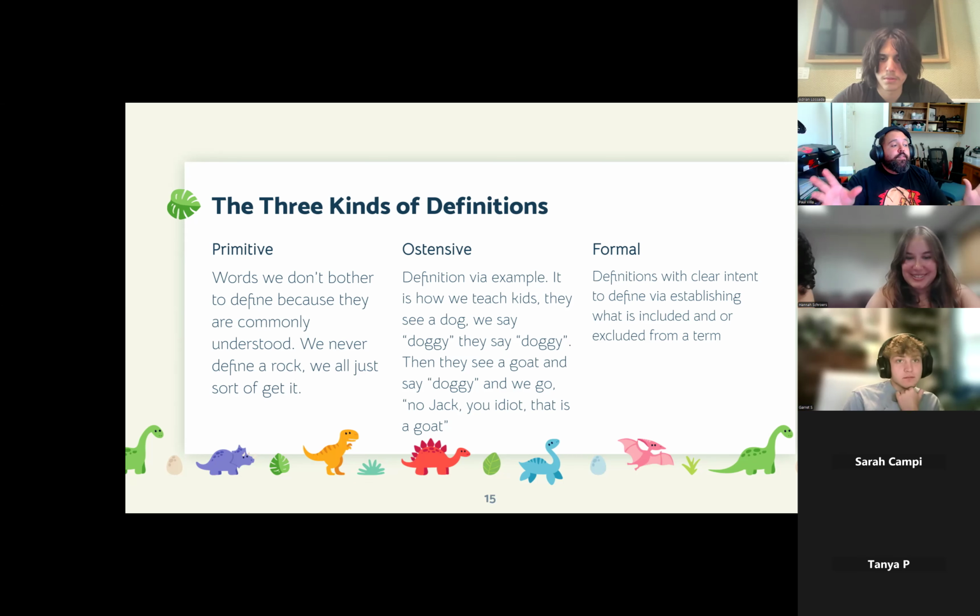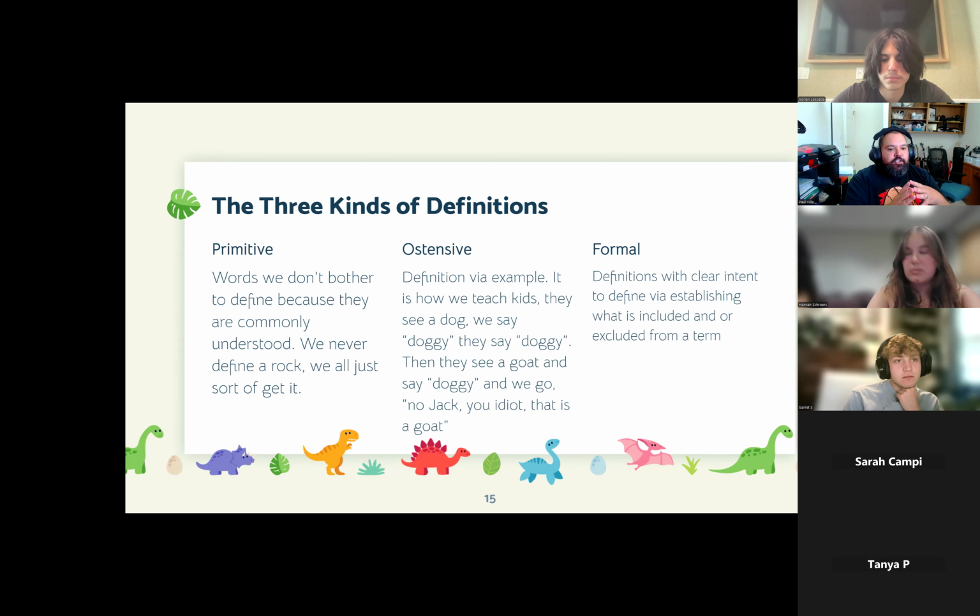Formal is what you're thinking of when you hear the word definition. It's like a dictionary definition. It has clear intent to define. It intends to include the elements that are relevant and exclude the ones that are not. Now, the 2 you're probably not familiar with are primitive definitions and ostensive definitions.